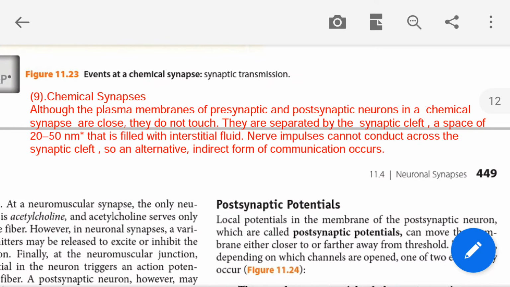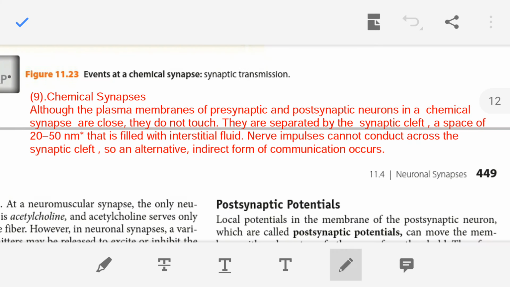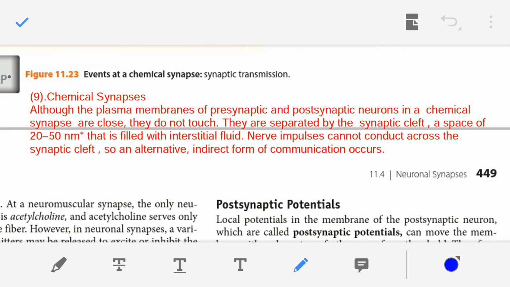So now we are discussing chemical synapses. In a chemical synapse, the plasma membranes of the presynaptic and postsynaptic neurons are very close, but they do not touch. That means there is some distance between these two plasma membranes. They are separated by a region known as the synaptic cleft.